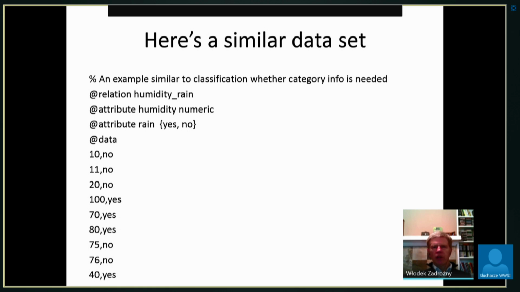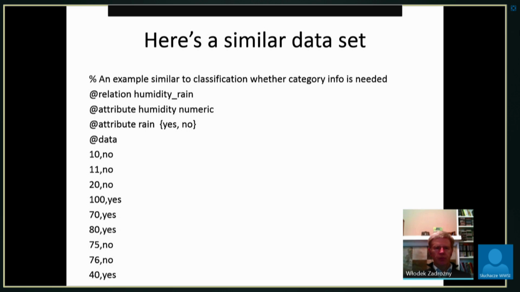So here we have a similar data set. We're going to have a simple one attribute classifier. We have 2 classes, yes and no, and 1 attribute that we use for classification, a numeric attribute called humidity. And the relation is whether humidity implies rain, so we want to find the association between the humidity and rain. So it's very similar to the association between category needed and the length. So here is a couple of data points.